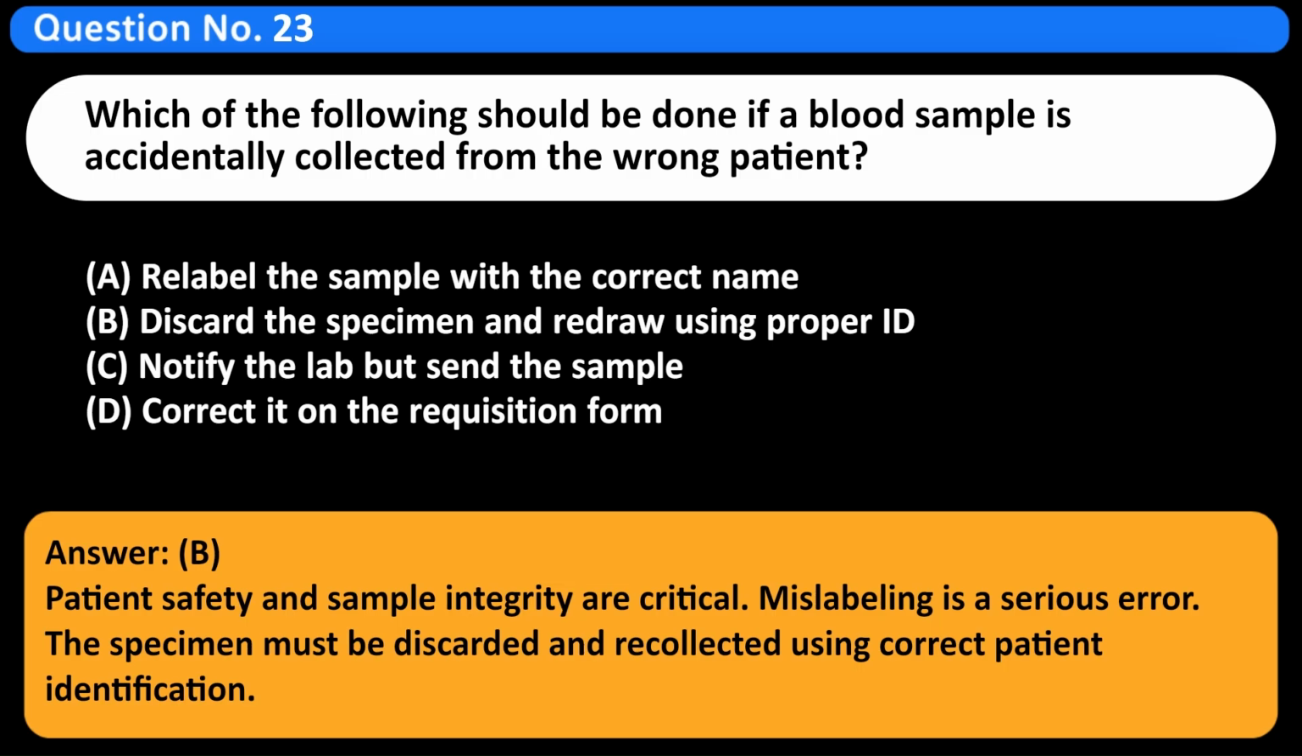Answer: B. Patient safety and sample integrity are critical. Mislabeling is a serious error. The specimen must be discarded and recollected using correct patient identification.